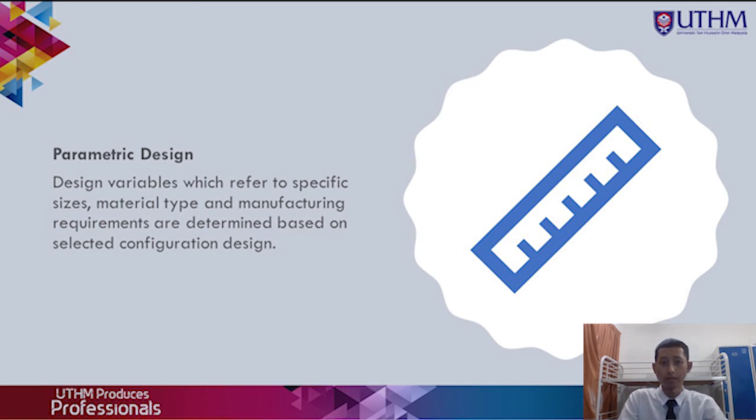So I will continue with the parametric design. At this phase, design variables refer to specific size and material type. Manufacturing requirements are determined based on the selected configuration design. Then, design analysis is used to predict the performance according to engineering principles to ensure the design is feasible and achievable.